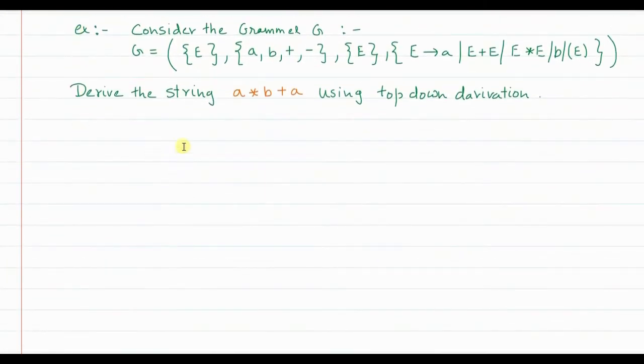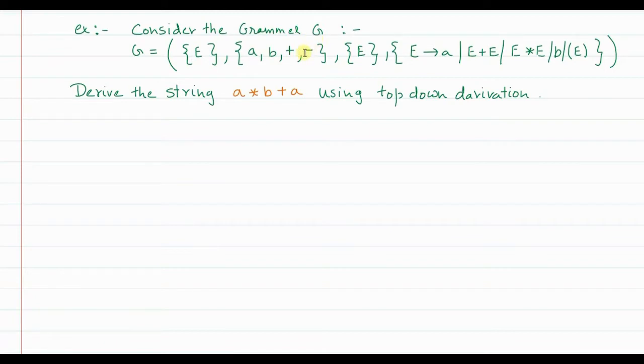Now, just to make it clearer, I have taken an example. Consider this grammar. The grammar is very simple. There is one non-terminal, that is E. The terminals in the grammar are A, B, plus and minus. Remember, I told you that anything except a capital alphabet is always considered a terminal.